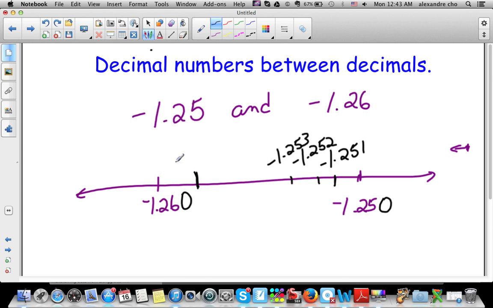Another number somewhere in here would be negative 1.257, 258, 259, and 260. Okay, so to find decimal numbers between decimals, most times you have to just add a 0, and to find numbers in between, okay.